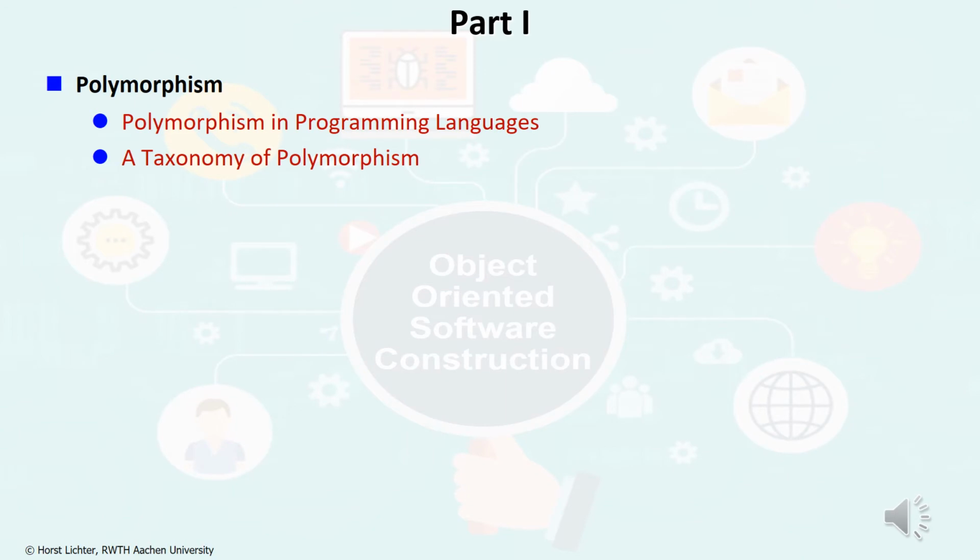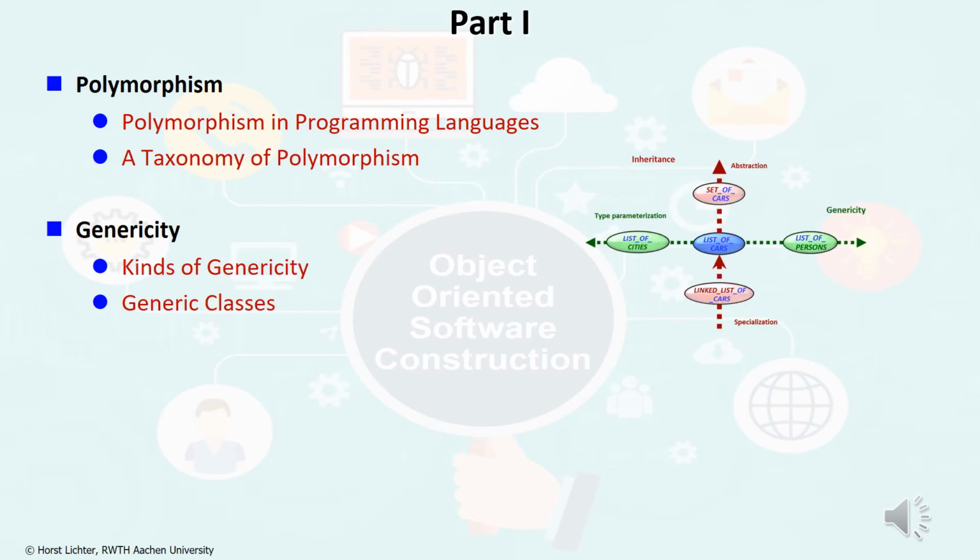Polymorphism is covered in the next chapter. We explain the purpose of polymorphism in programming and present a comprehensive overview of polymorphism. Since genericity is a form of polymorphism offered by many programming languages, we will discuss it in more detail and explain the different types of genericity.